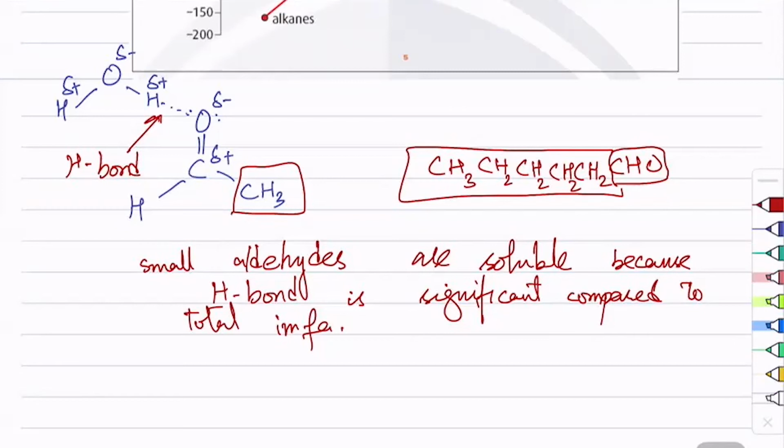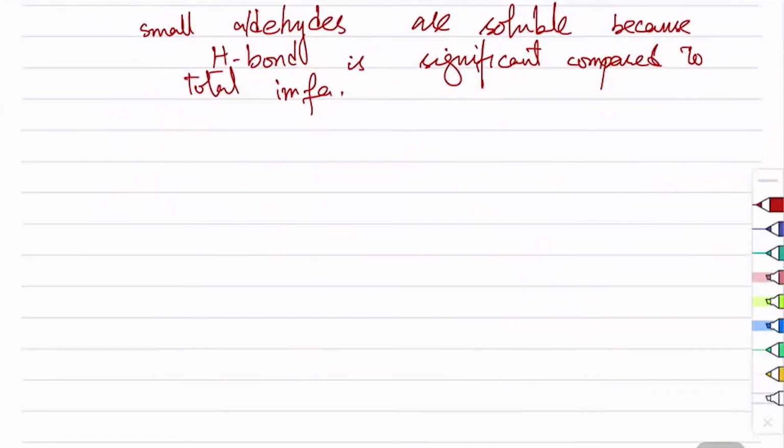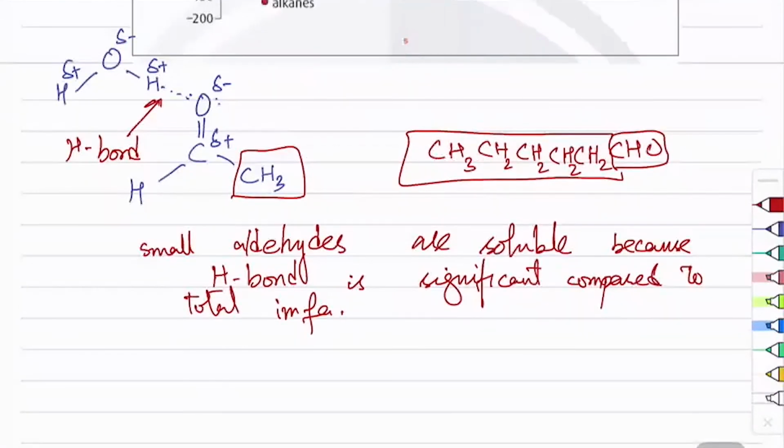Wait, so why don't they make hydrogen bonds with each other? What do you need for a hydrogen bond to occur? You need hydrogen in a polar bond and a lone pair on the other atom, right? You have lone pairs on oxygen, but you don't have hydrogen in a polar bond in aldehydes, which is why they can make hydrogen bonds with water or with alcohols, but not with each other.